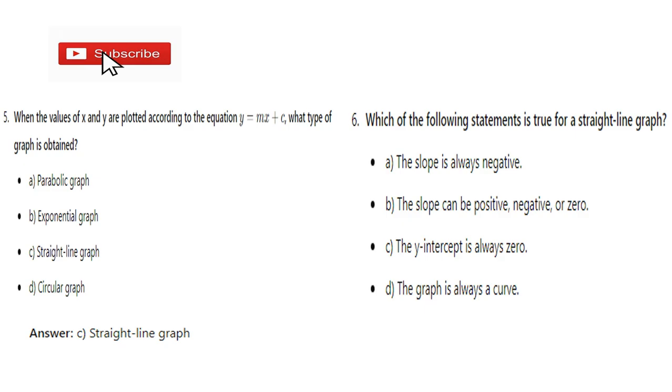Okay. This one says, which of the following statements is true for a straight line graph? A, the slope is always negative. B, the slope can be positive, negative, or 0. C, the y-intercept is always 0. D, the graph is always a curve. The correct option here is option B. The slope can be positive, negative, or 0.